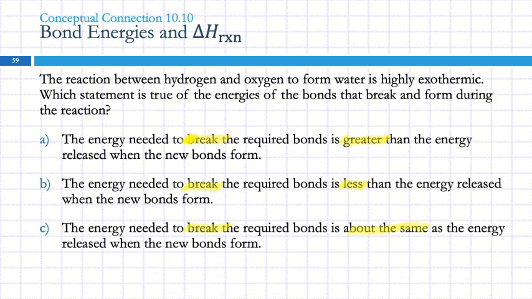So hydrogen and oxygen forming water is exothermic, meaning it's releasing energy. It'll actually make an explosion. So is breaking the bonds higher in energy, or is making the bonds higher in energy? Making the bonds, because in the making of bonds, energy is released. So the energy needed to break the bonds is going to be less than the energy released when the new bonds are made. Any questions about that?